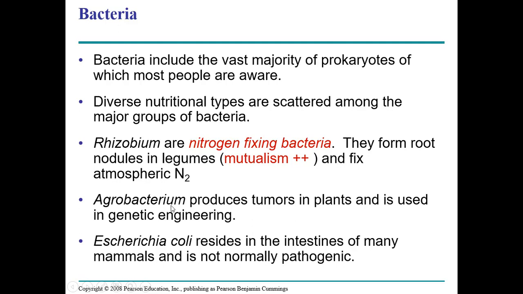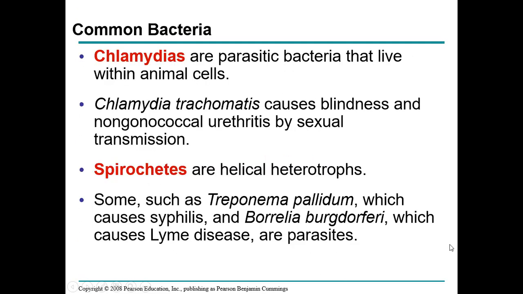That is Rhizobium. Agrobacterium produces tumors in plants and is used for genetic engineering. E. coli resides in the intestine of many mammals and is not normally pathogenic. In our intestine and all, we can see E. coli. Some common bacteria. Chlamydia are parasitic bacteria that live within animals. Chlamydia trachomatis causes blindness and non-gonococcal urethritis by sexual transmission.